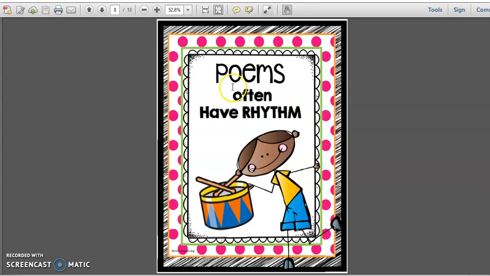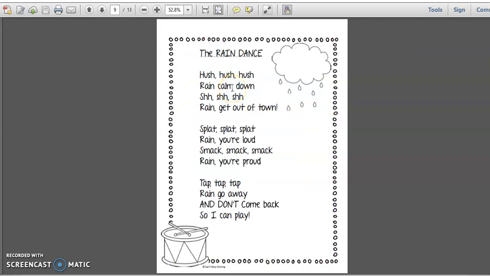Let's read the following poem and clap 3 times now with every word. Hush, hush, hush. Rain, calm down. Shush, shush, shush. Rain, get out of town. Splat, splat, splat. Rain, you're loud. Smack, smack, smack. Rain, you're proud. Tap, tap, tap. Rain, go away. And don't come back so I can play. Can you hear the music? Great.